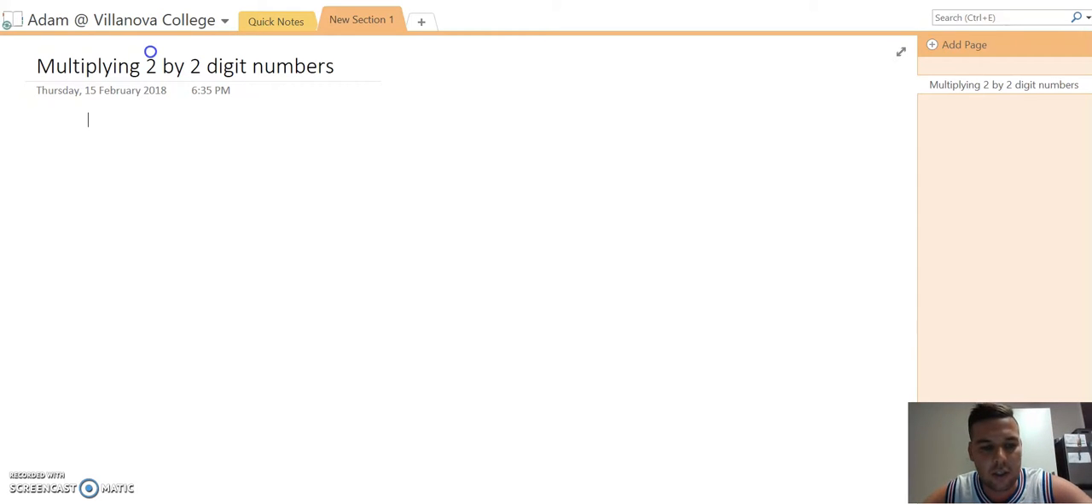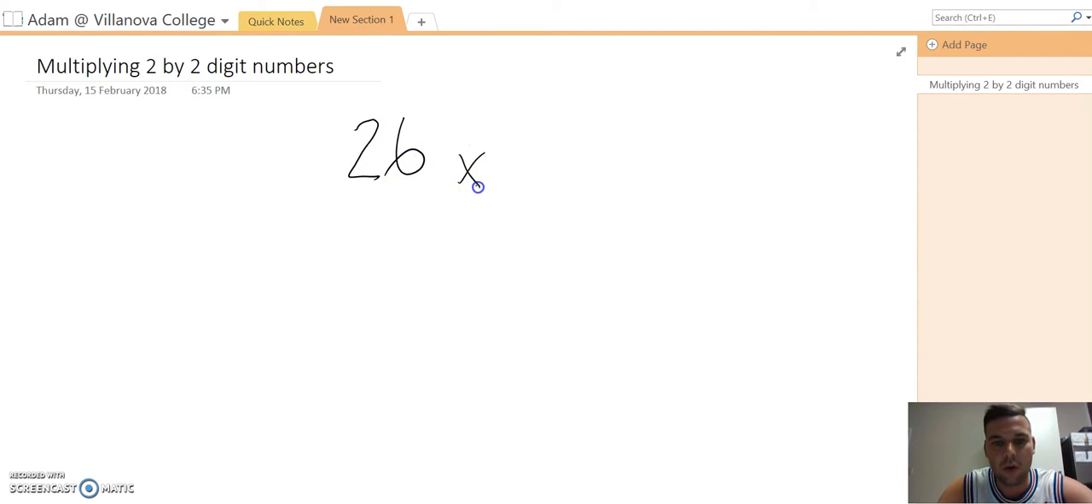Today we looked at multiplying two-digit by two-digit numbers in class. Obviously this is something we haven't done a lot of work on just yet, but it's an extension activity to help you with your problem solving in your test next week. So let's start with a simple one to see how we go. Let's try 26 multiplied by 13.